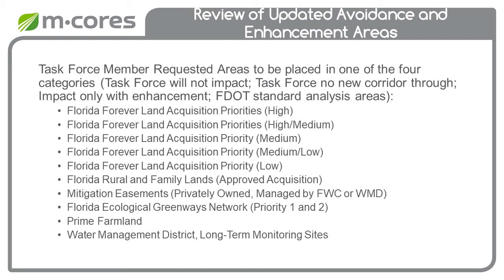The following layers were suggested in Task Force Meeting number 4. Florida Forever land acquisition projects, which can be divided into high, high medium, medium, medium low, and low priorities. Florida rural and family lands that have been approved for acquisition. Mitigation easements that are privately owned but managed by the Florida Wildlife Commission or a water management district. Florida Ecological Greenways Network, priority 1 and 2. Prime farmland or productive agricultural lands. Water Management District long-term monitoring sites.